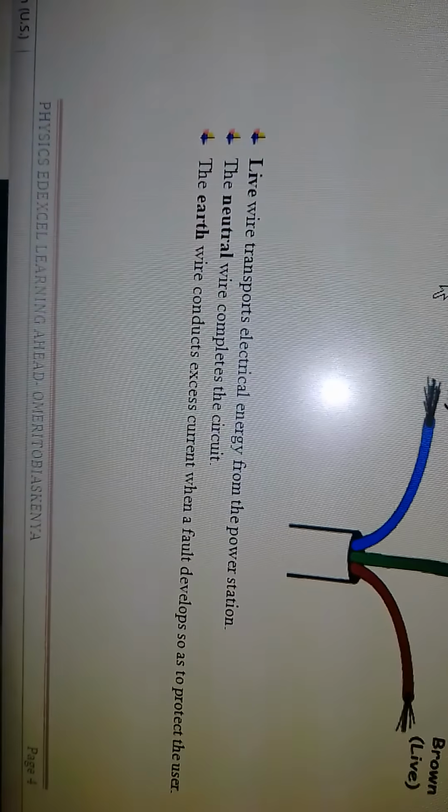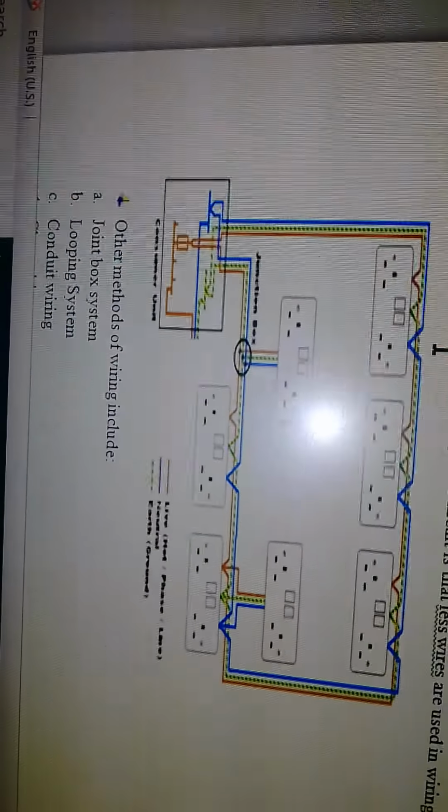Now, the live wire transports electrical energy from the power station. The neutral wire completes the circuit. The earth wire conducts excess current when a fault develops so as to protect the user. You've seen those important functions. It is upon you to take a note.